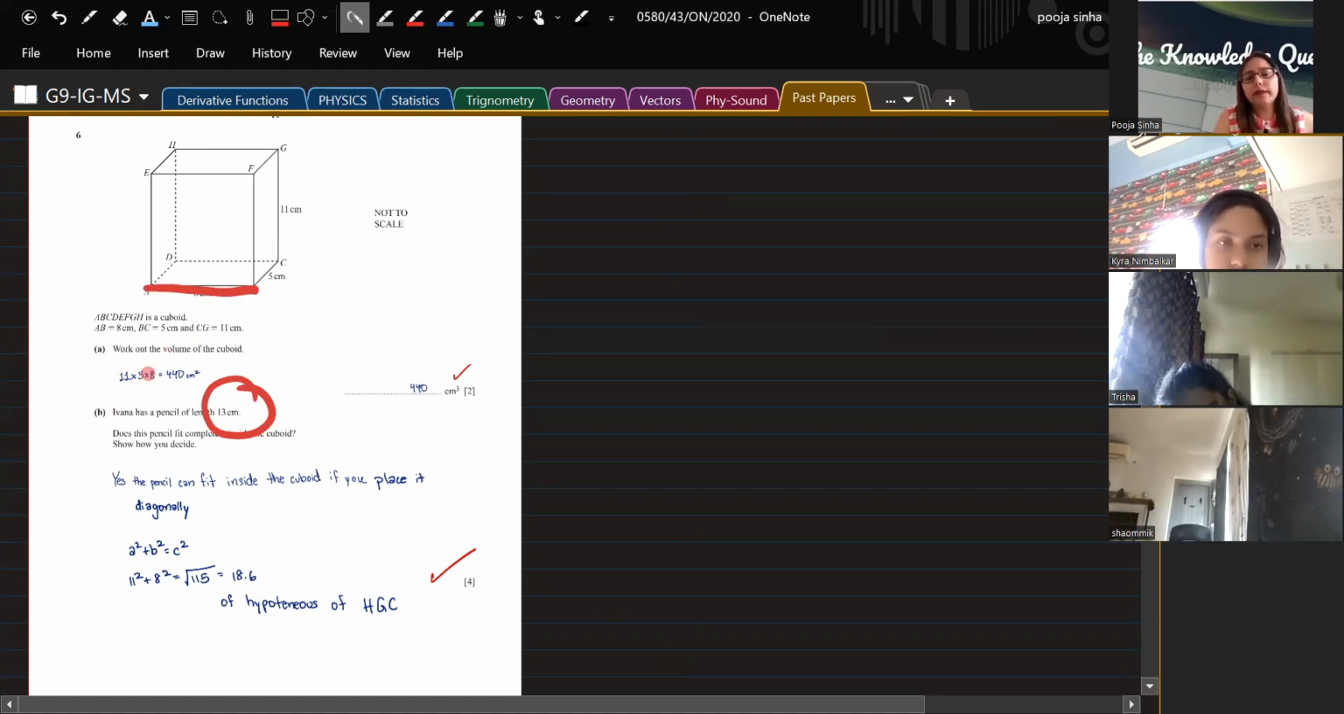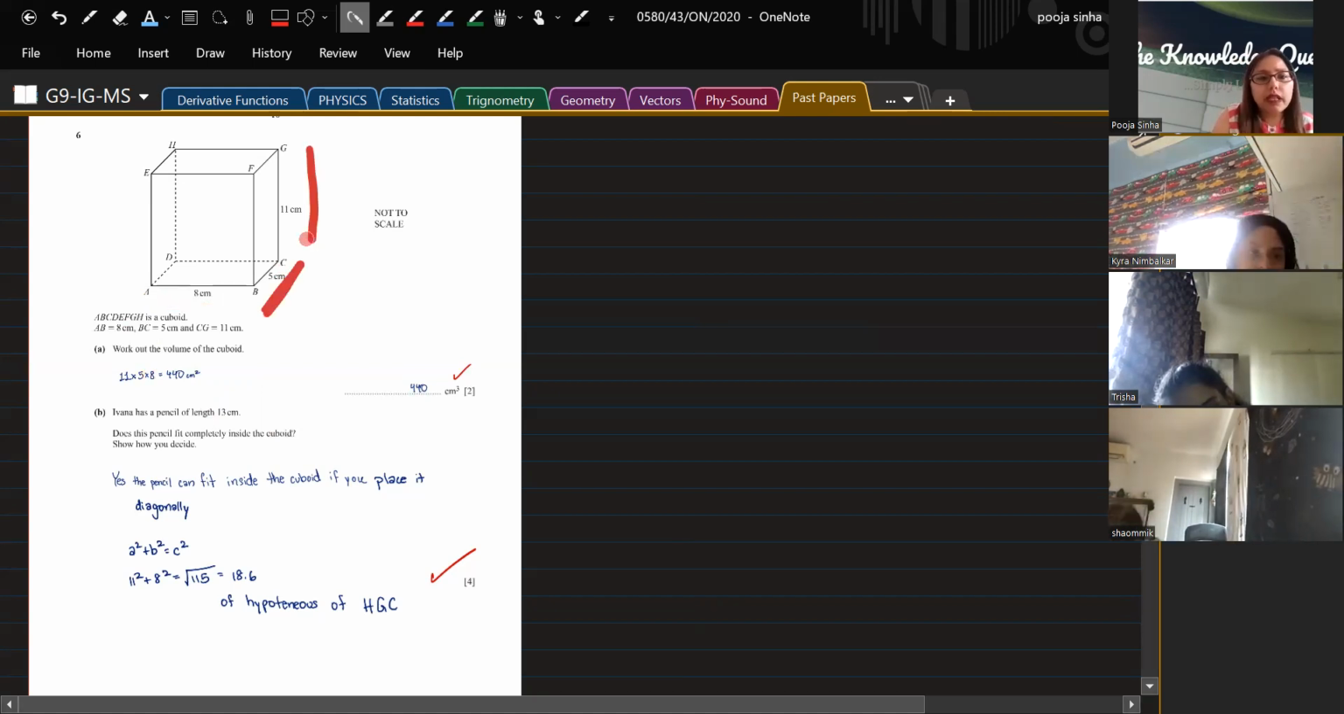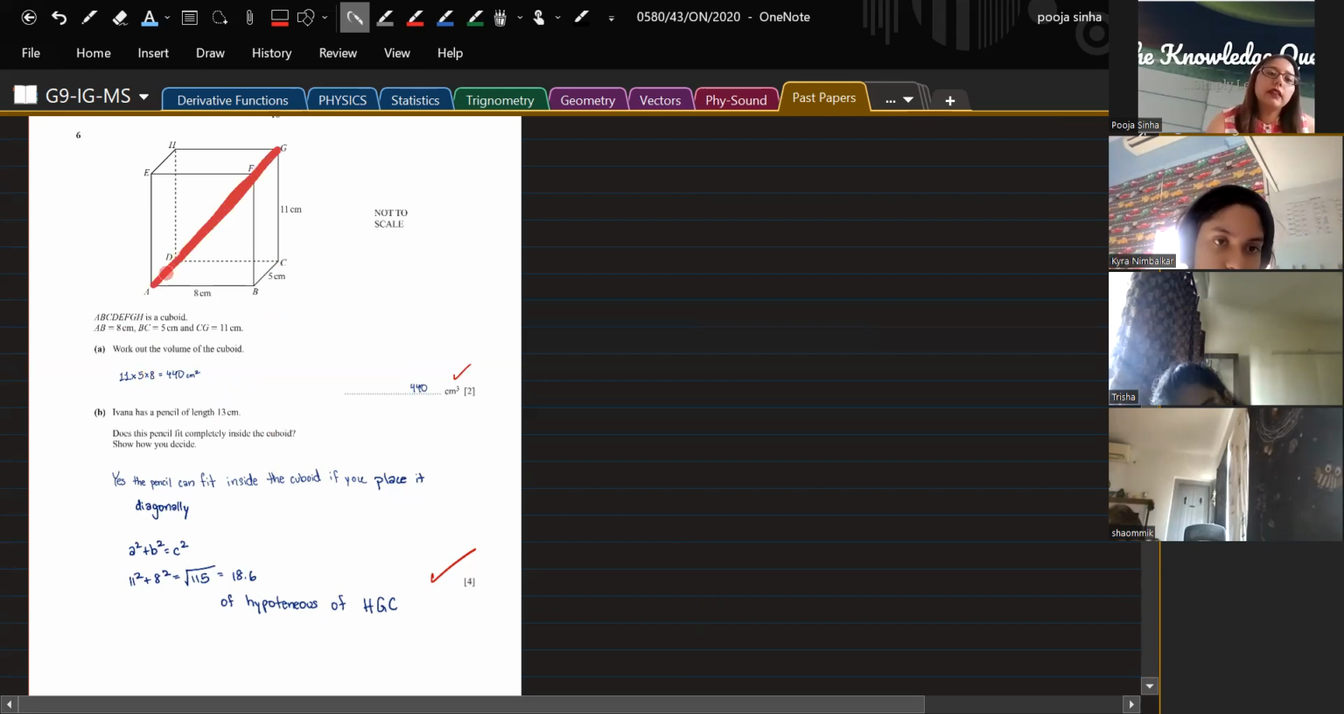how much is this length? It is just 8. If I keep my pencil like this, it will be smaller. If I keep my pencil like this, I don't think so because that is 11 and that is 11, and the pencil is 13. So the only way out is if I keep the pencil diagonally. So I need to check. This is the longest, placed at A and tilted up to G. Okay, so you need to find the diagonal.